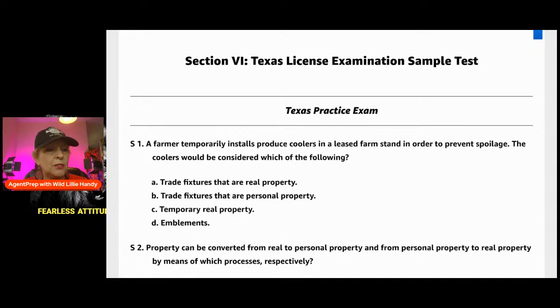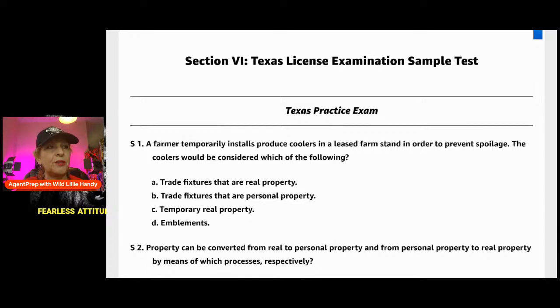Okay, here we go. A Texas practice exam has the following. These are 100 questions. We'll only do some in 3 or 4 sessions. Number 1: A farmer temporarily installs produce coolers in a leased farm stand in order to prevent spoilage. The coolers would be considered which of the following? A, trade fixtures that are real property. B, trade fixtures that are personal property. C, temporary real fixture property, or D, emblements.